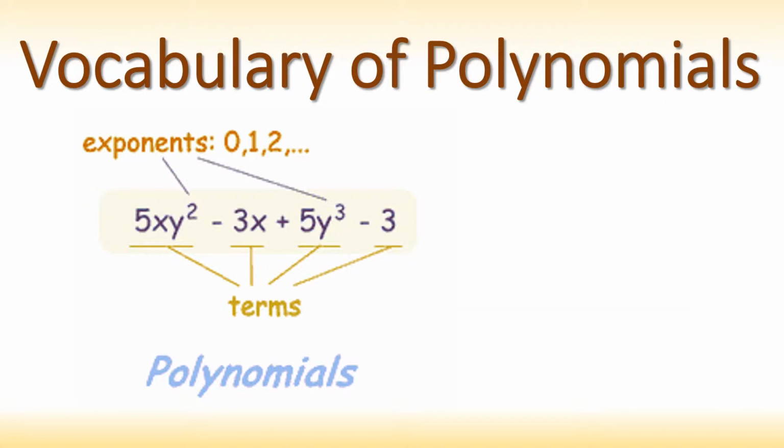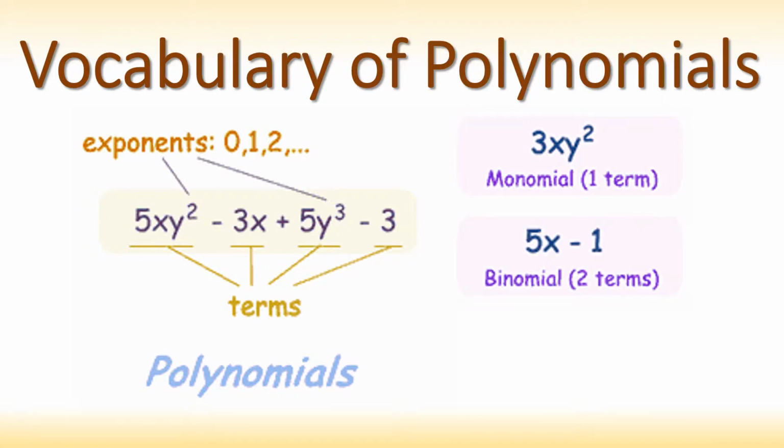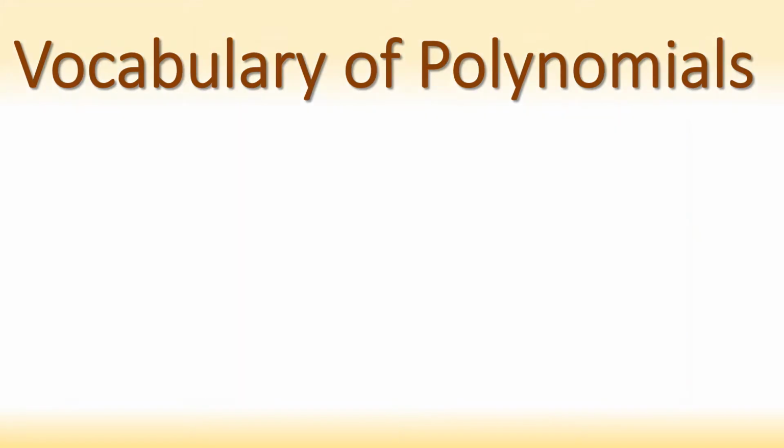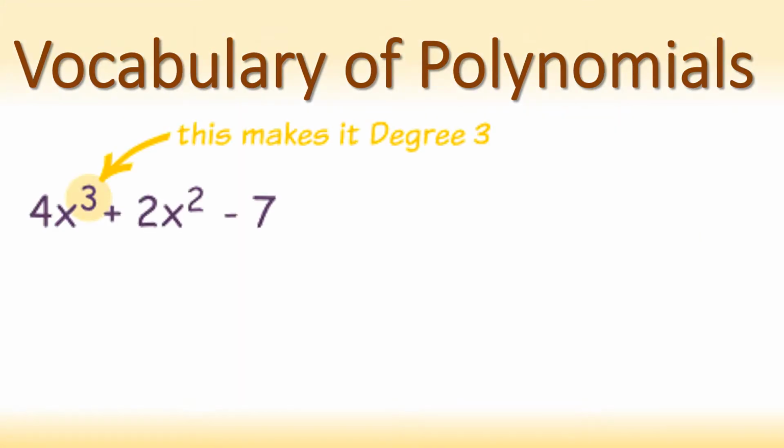Okay. Again, a little reminder, some vocabulary. Monomial, 1 term. If we have 2 terms, it's a binomial. And 3 terms, it's a trinomial. Okay, more vocabulary. Remember, we had to figure out the degree. This polynomial has a degree of 3.